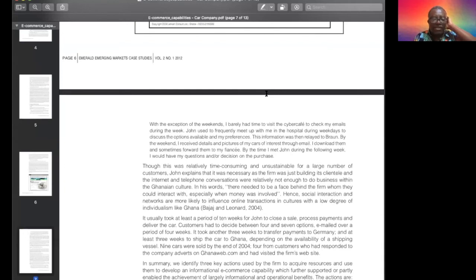By the weekend, I received new details and pictures of my cars of interest through email. I downloaded them and sometimes forwarded them to my fiancée. By the time I met John during the following week, I would have my questions and decisions on the pitches. Now I realize that it even takes almost a month for the person to be able to make a decision. You take the video, you take the pictures, the person watches it and comes back next week.